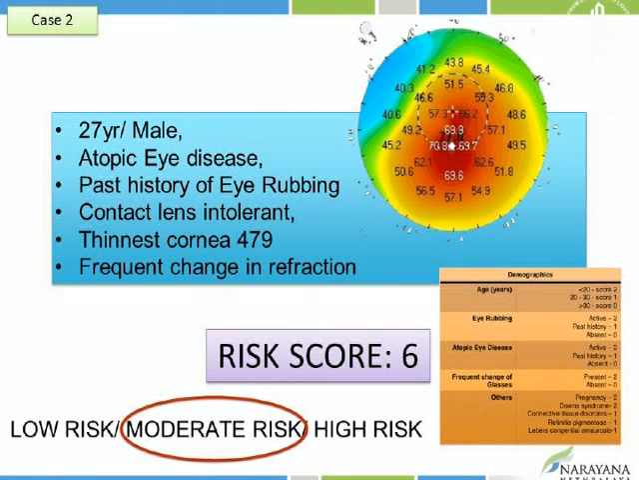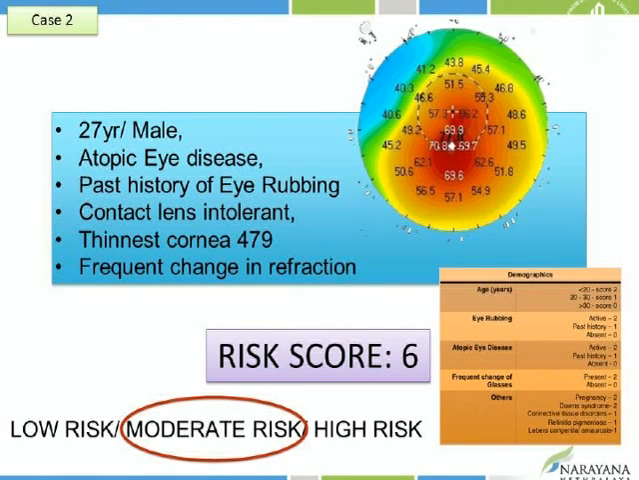The second case is a 27-year-old male, history of active atopic eye disease, past history of eye rubbing, he is contact lens intolerant and also complains of frequent change of refraction. Going back to the risk factors, the age of 27 years gives him a score of 1, atopic eye disease a score of 2, past history of eye rubbing a score of 1 and frequent change of refraction a score of 2, giving him a total risk score of 6. So this patient would be classified as a moderate risk candidate.